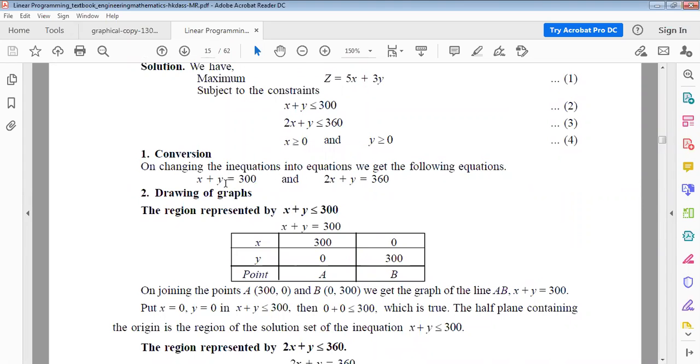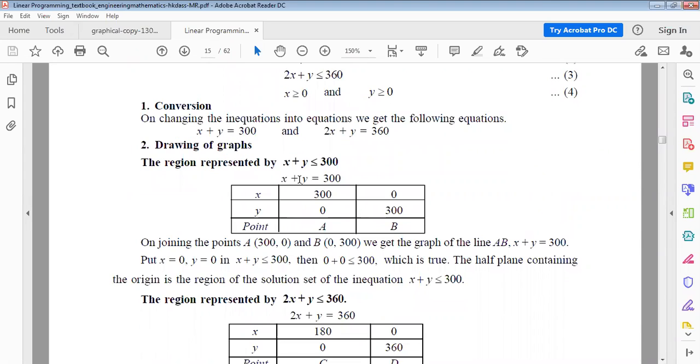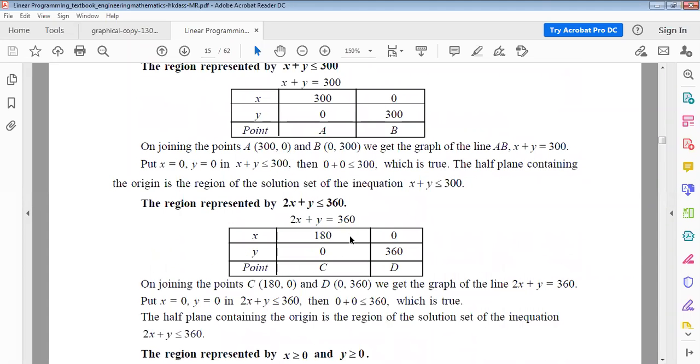Just taking the equal sign. Now drawing the first constraint and first equation: if y equals 0, what will x be? 300. And if x equals 0, then y also equals 300. So point A will be (300, 0), and point B will be (0, 300). Joining these two points, we get the first line.